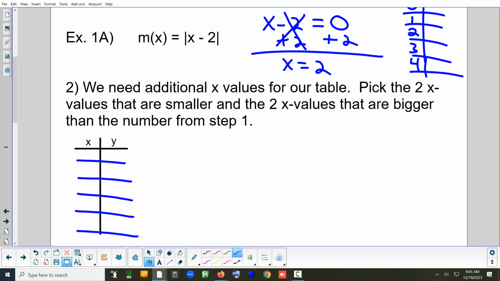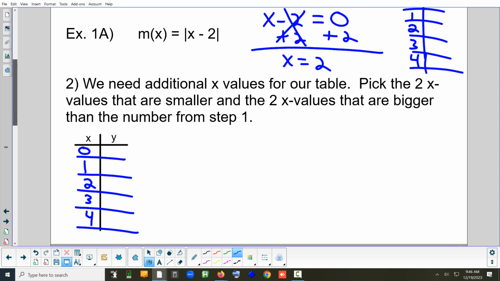Okay, what was our middle x value? 2. And then we did one smaller, and another smaller, one bigger, and another bigger. Okay, you guys have a table under step 2. I know it's not a huge table, but you can fill that table in. And now, what's the other thing you need in your table? We've got all the x values, but we still need the y values.